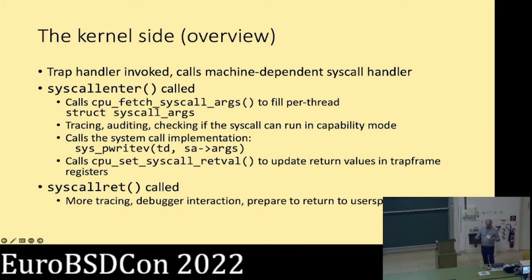Once that's done and it returns, there's this CPU set syscall retval, which adjusts the registers prior to return to user space to set the return value so that user space knows, is there an error flag? What was returned? And then this syscall ret is called, more debugging, tracing stuff. That's not really to the point today.